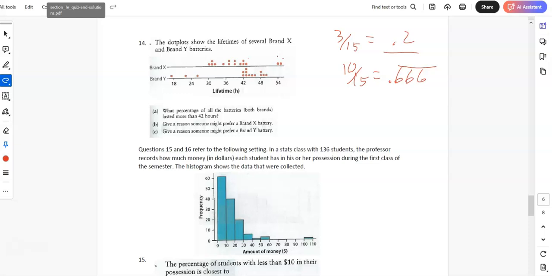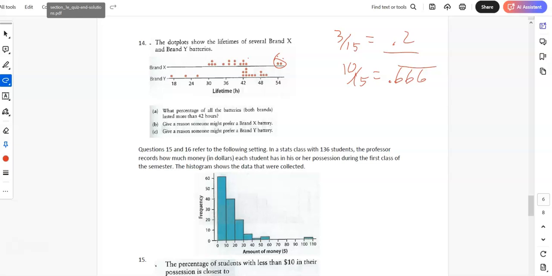Someone might prefer brand X. Okay, so you have the possibility of getting 54 hours or more out of your batteries. So you have the possibility of getting more. Also, you avoid getting a really low amount, really bad batteries. They're more consistent generally, I think, than the others.